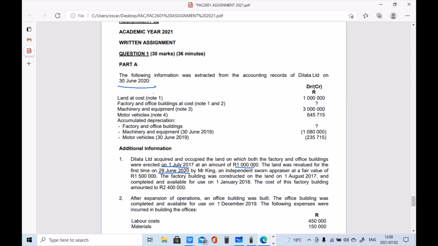So our valuation of our land is going to affect our financial records as of the current year by Mr. King, an independent sworn appraiser, at a fair market value of 1.5 million. So the land was revalued from 1 million to 1.5 million by Mr. King, an independent sworn appraiser. The factory building was constructed on the land on 1 August 2017 and completed and available for use on 1 January 2018. The cost of the factory building amounted to 2.4 million. Okay, so for the meantime, let's deal with the revaluation of the land.